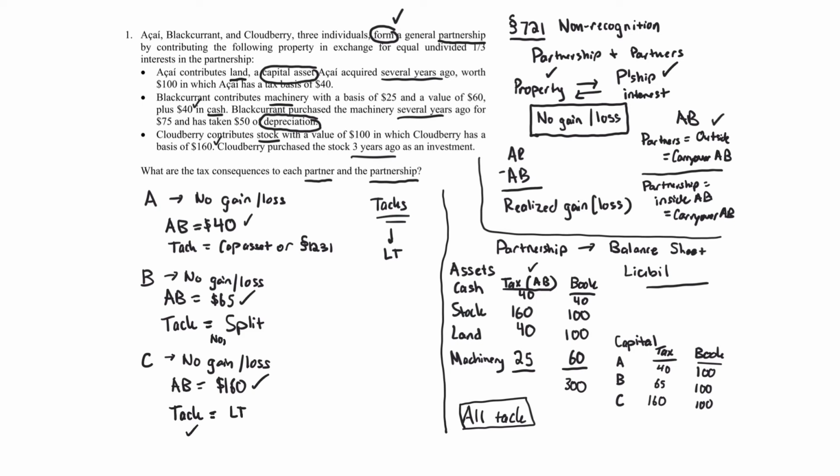Other issues to consider in this problem. With respect to the machinery, it has a 1245 recapture issue. If B was to sell the machinery, not all of it would be 1231. There's also some depreciation recapture to consider. So the question becomes, does that trigger any gain? The answer is no, it doesn't. It does not trigger gain here to B. But what it does is, the machinery going forward in the hands of the partnership, that depreciation recapture goes with it. It sticks with it. And that depreciation recapture would actually be allocated to B in the future if the partnership later sells the asset.